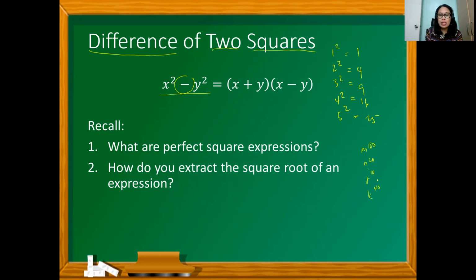Now, the next question is, how do you extract the square root of a perfect square expression? Basically, we just divide the exponent by 2. So if we extract the square root of m to the 100, this is m to the 50th. N to the 20th, this is n to the 10th. J to the 10th, the square root is j to the 5th, and the square root of k to the 40th is k to the 20th. Now, the square roots of these expressions are actually the base of the right side of the equation.